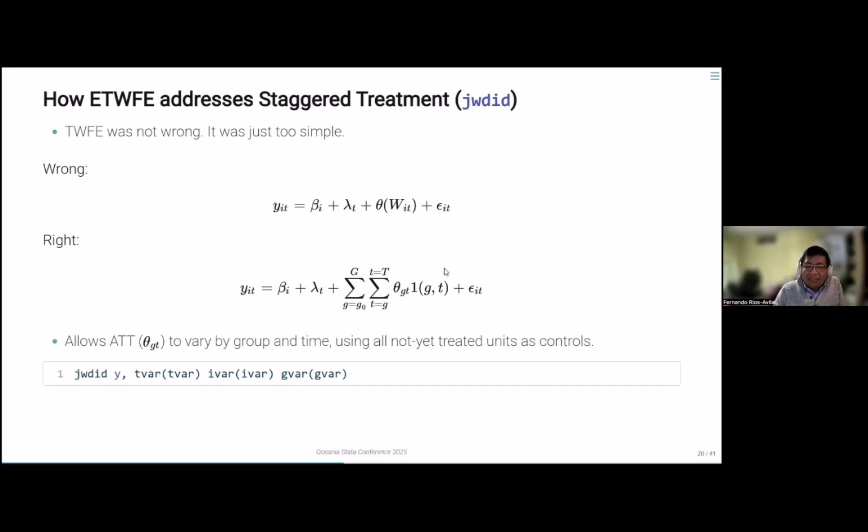Now, this basically tells us that this theta GT is going to be capturing the ATT GT. That is by specification, it can vary by group and time. And for this particular specification, all not-yet-treated units become our controls, and when I say not-yet-treated units, it includes the never-treated units. So if you're interested in a model like this, you will have to estimate it using just JWDID, indicating your time variable, your panel data, and your group variable.